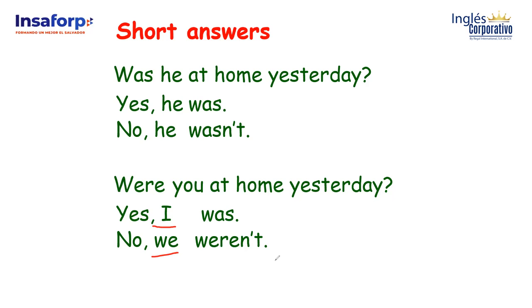Because I want you to understand one thing. This you can work in two different ways. It can be addressed to you as one person, directly to you. For example, hey, were you at home yesterday? I am talking to you directly, and then your answer is, yes, I was. But also, this you can be collective. Then I can ask you in this moment, hey guys, were you at home yesterday? And one of you me va a decir, no, we weren't. Because you can be singular or it can be plural.